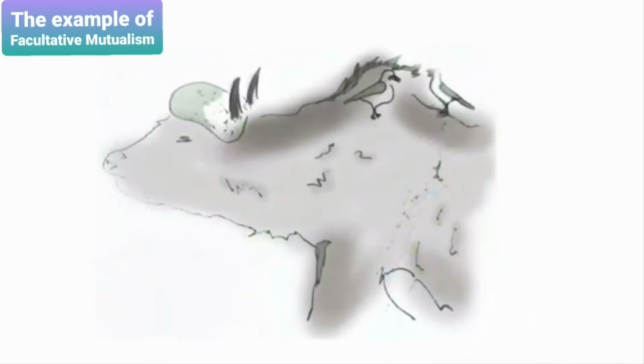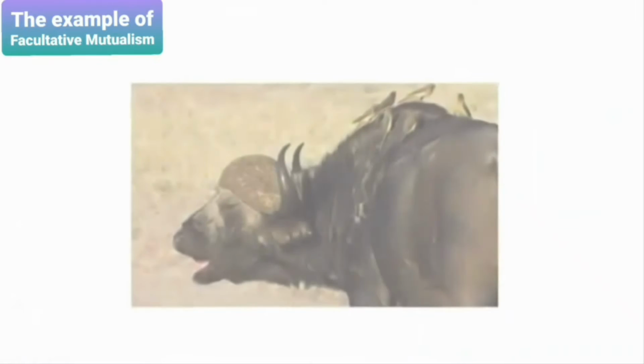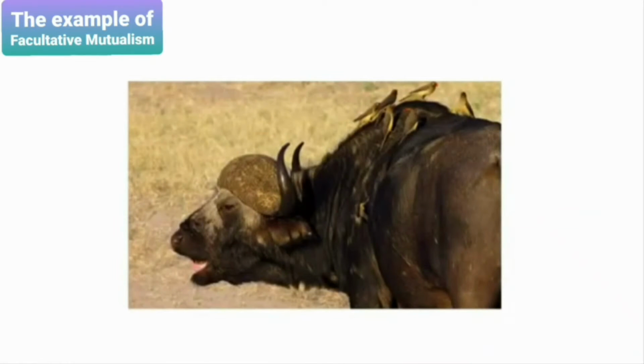Oxpecker birds have a mutualistic relationship with buffalo. The birds eat ticks and their larvae feed from the skin of the buffalo. The buffalo is getting cleaned and the birds are getting food. Both species are gaining a benefit, and so this is an example of mutualism.